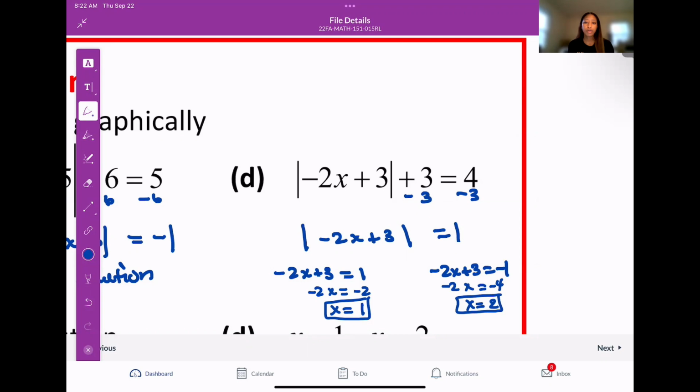Also, just to be thorough, we can talk about how to solve these graphically as well. So I'll just do part D. We'll solve part D graphically. If you want to solve anything graphically, which we talk about for all different types of functions, graphically always means find the graph, or graph both sides of your equation, I should say, and find the intersection point. So for part D, if we're solving graphically, we would let y1 equal the absolute value of negative 2x plus 3, and then we'll let y2 equal 4. This is to solve graphically.